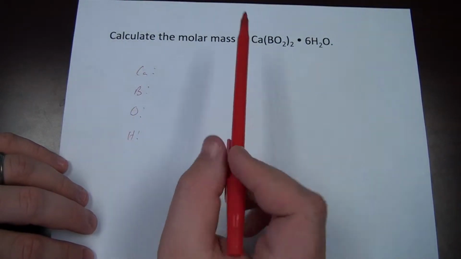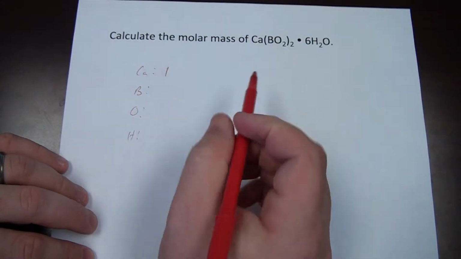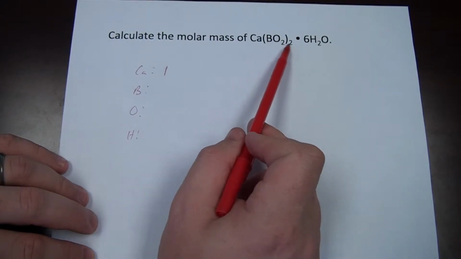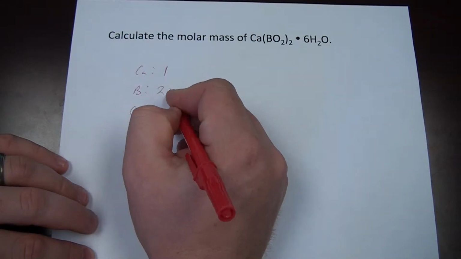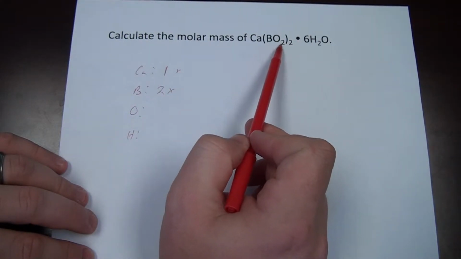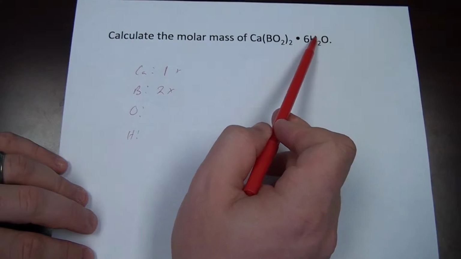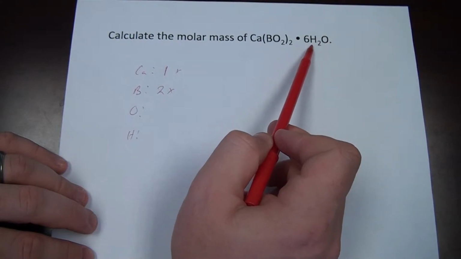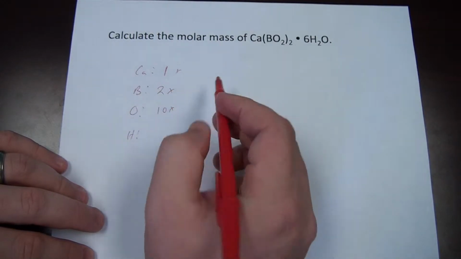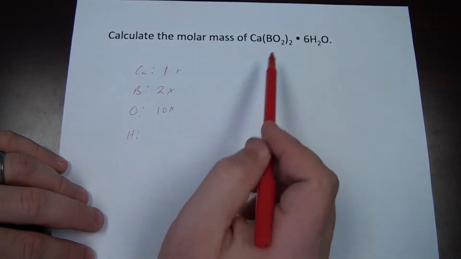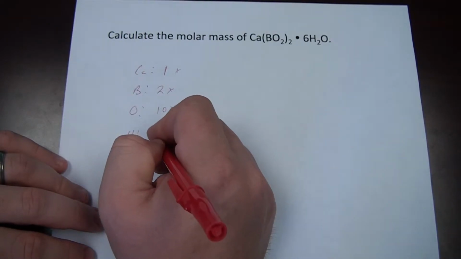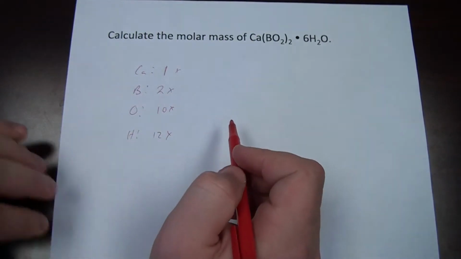So calciums, we only have 1. Boron, now this borate, we have 2 of them. Oxygen, now we have 2 for each one of those. There's 2 of those, so that's a total of 4. Plus we have 6 from the water. So 4 plus 6 is 10. We have 10 oxygens. And then hydrogens, we only have them from here. There's 6 waters. Each water has 2, so that's 12.